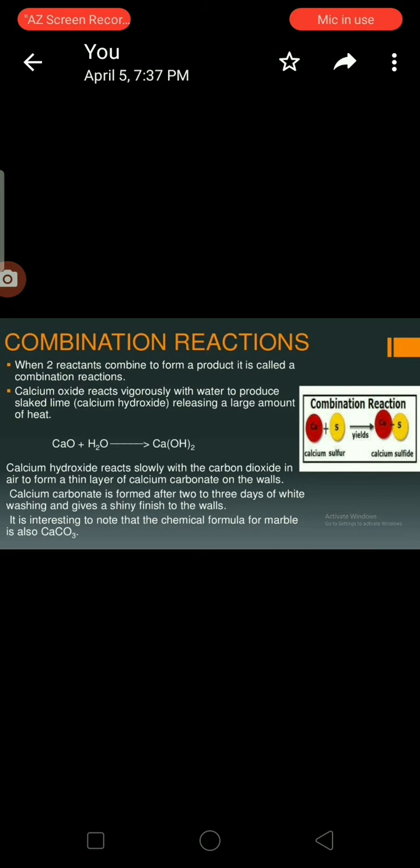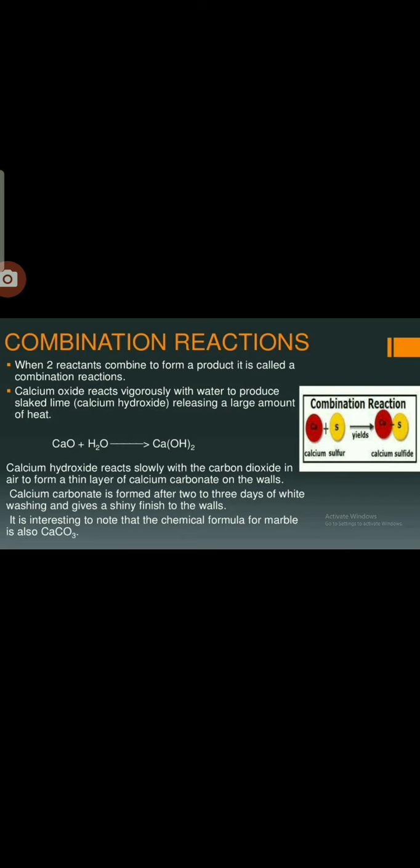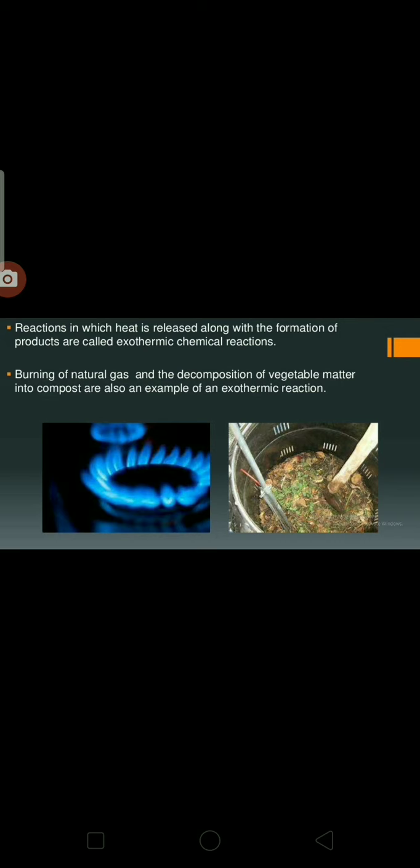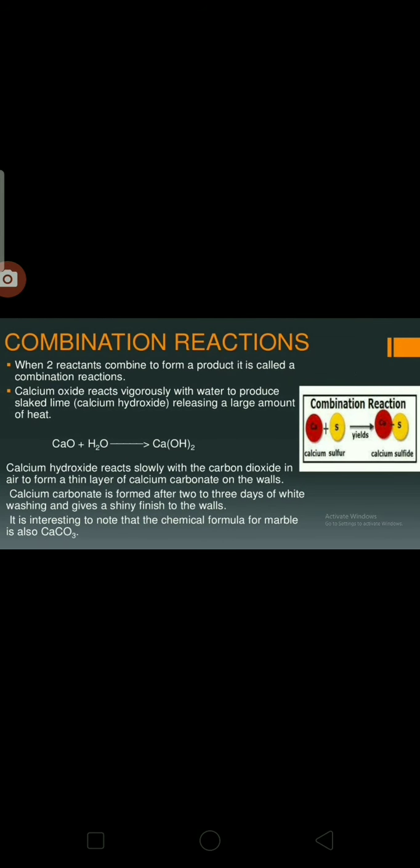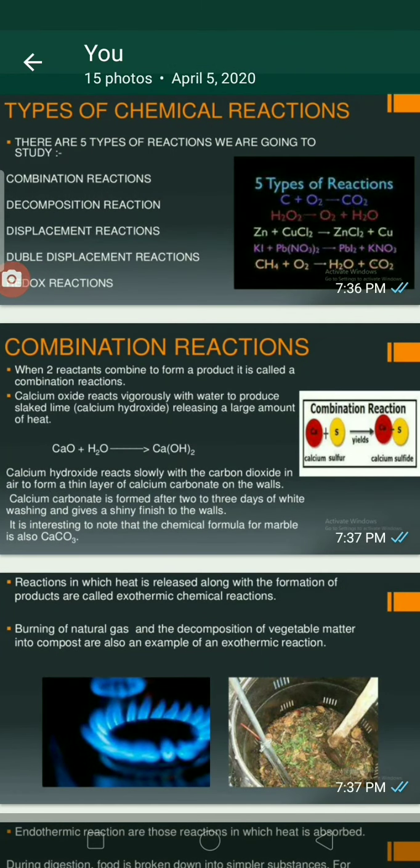Now look at that, calcium hydroxide reacts slowly with carbon dioxide in air to form calcium carbonate on this wall. Which means this calcium hydroxide, the lime water, again reacts with carbon dioxide, and what is produced? Calcium carbonate. I think we already know that reaction, but if you want, we will write it.